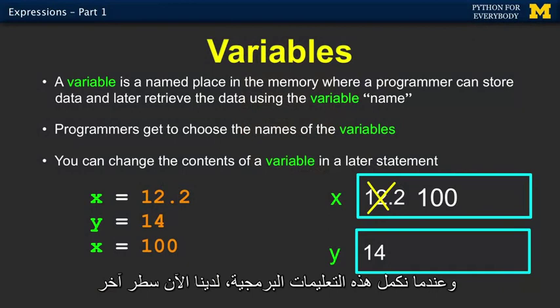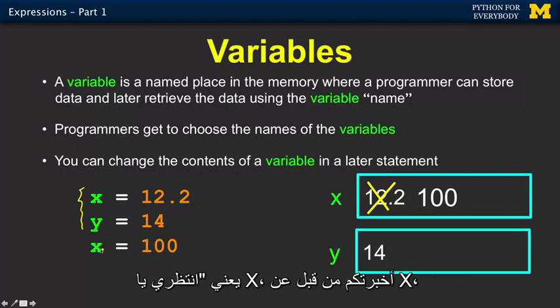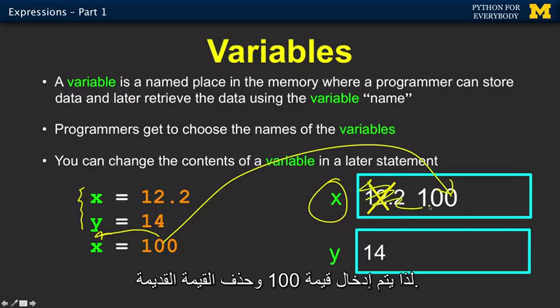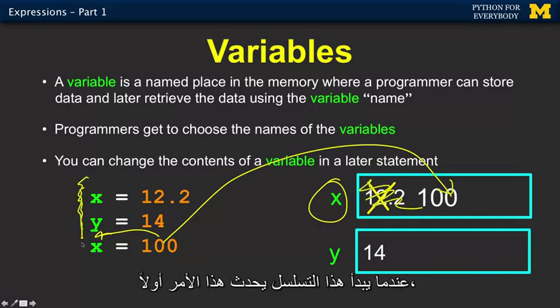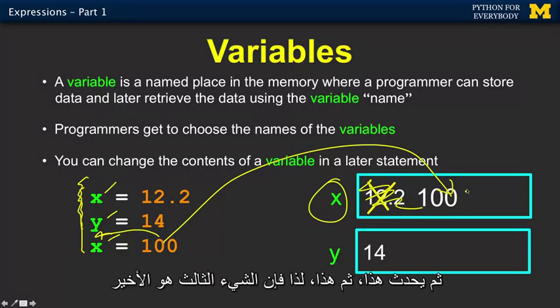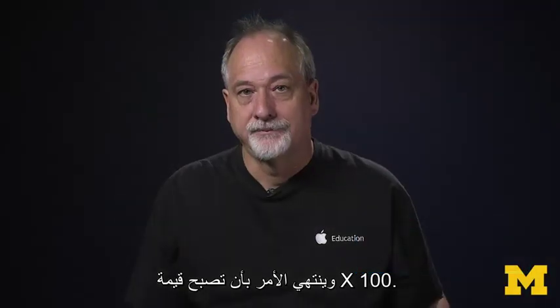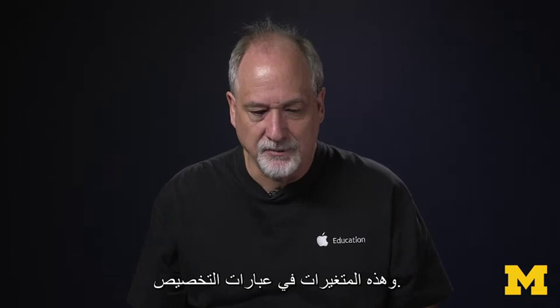Now, if we keep on going in this code, and now we have another line, and we say, oh, hey, X, wait a sec, I already told you about X. X already exists, so don't go and grab any new memory, but stick 100 in that. So 100 goes in, and it wipes out the old value. So that's what happens. This happens first, second, third. And so the third thing is the last thing, and so X ends up with a residual value of 100 in it. So that's kind of variables and assignment statements.